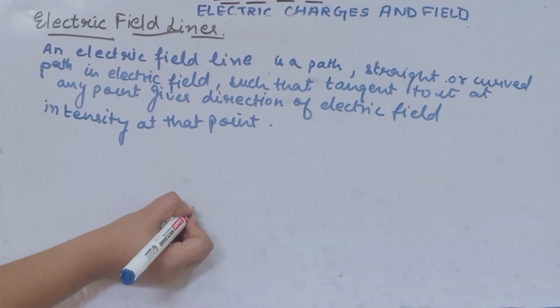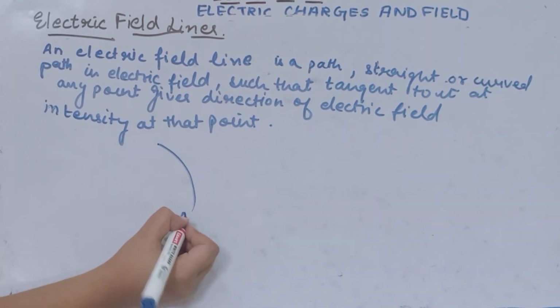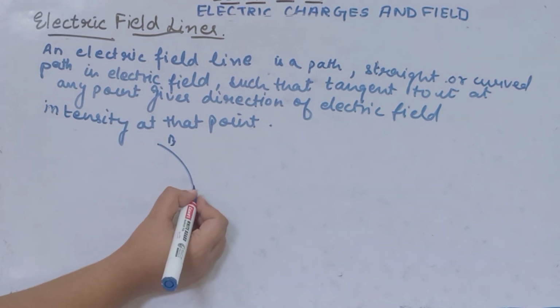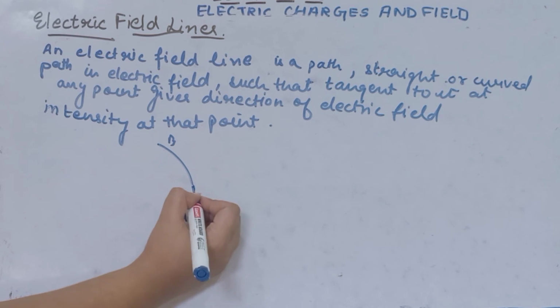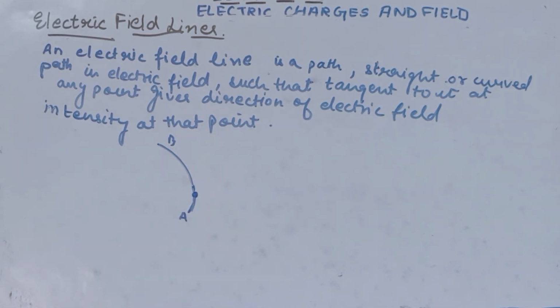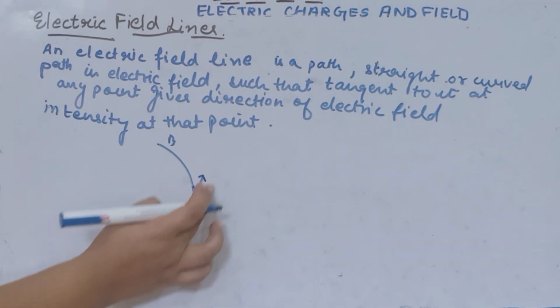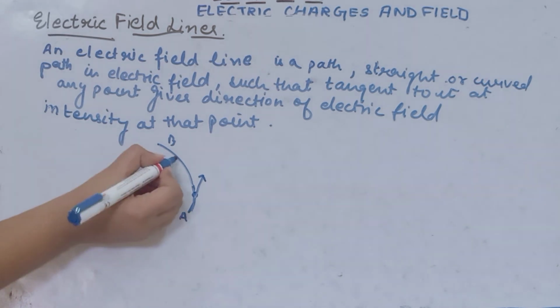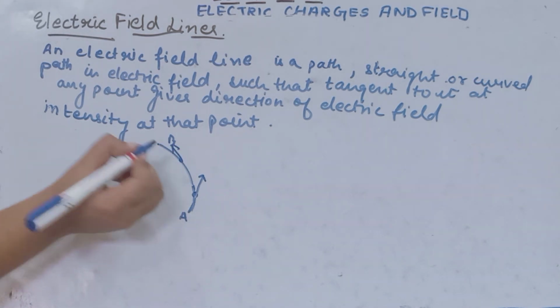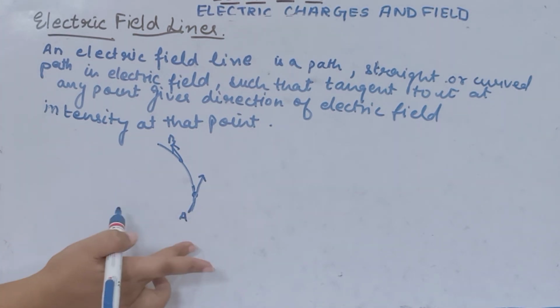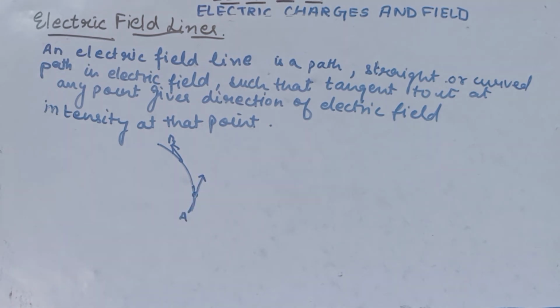Suppose we have an electric field line, say from A to B. So if we draw a tangent at this point, say this, at this point, this is the direction of electric field. At this point, this is the direction of electric field. So basically, this is a path straight or curved in an electric field such that tangent to it at any point gives the direction of electric field.